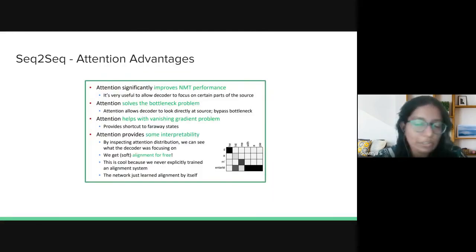Now this has a lot of advantages. First thing is, as I said before, it has a lot of information for the decoder to capture apart from the encoder vector. It also says, it's not just any information, it says which part of the source to concentrate on. So this is what solves the bottleneck problem. You can bypass this bottleneck and look directly at the source.